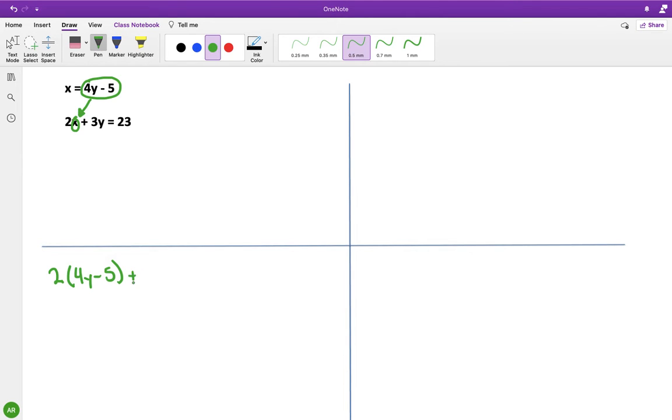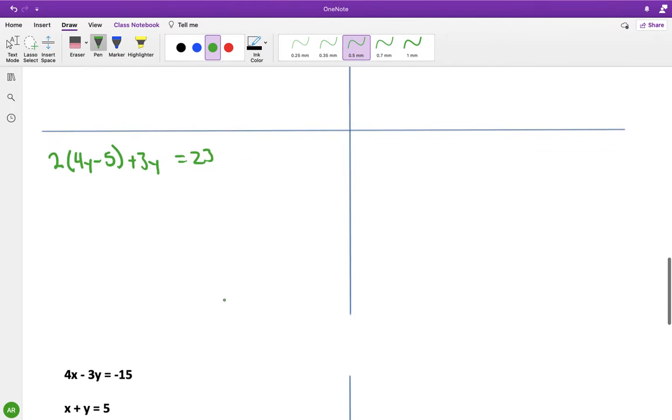And then we're going to add plus 3y equals 23. All right, now we are just solving for the y variable. Okay, so distribute: 4y minus 10 plus 3y equals 23. Combine like terms, 4y plus 3y is 11y.